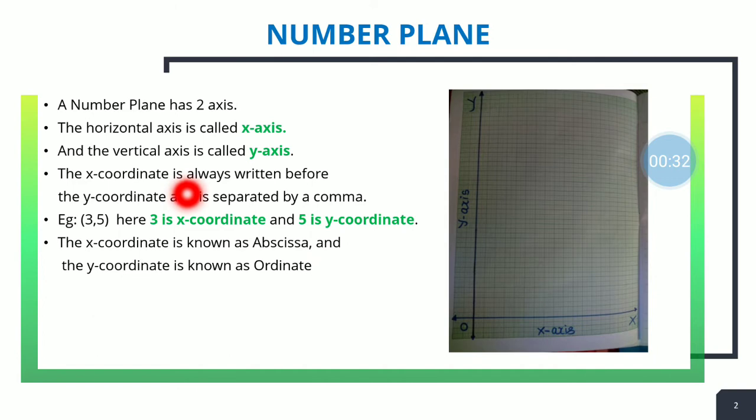The x coordinate is always written before the y coordinate and is separated by a comma. For example, 3, 5. Here 3, the first number, is the x coordinate and 5 is the y coordinate, and both are separated by a comma. The x coordinate is known as abscissa and the y coordinate is known as ordinate.